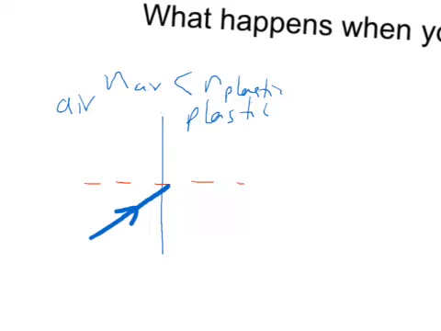Remember, it's going from a less to a greater optical density, so it's going to bend towards the normal, and we measure it by the angle between the normal and the incident ray. So that's going to be one point.